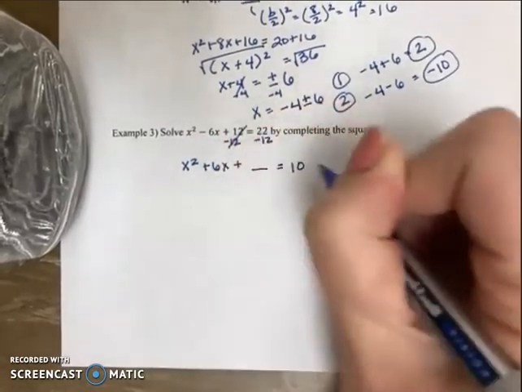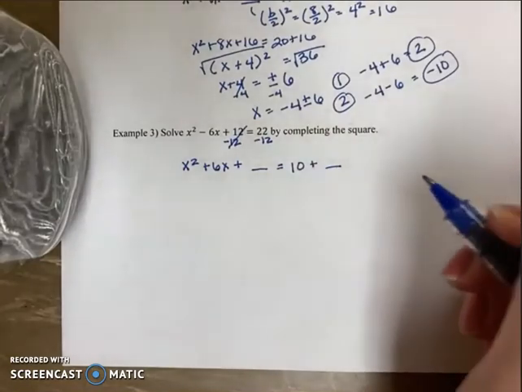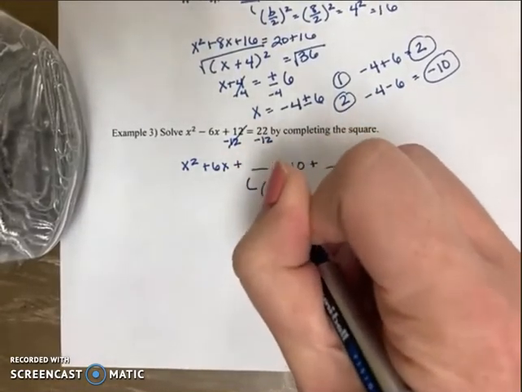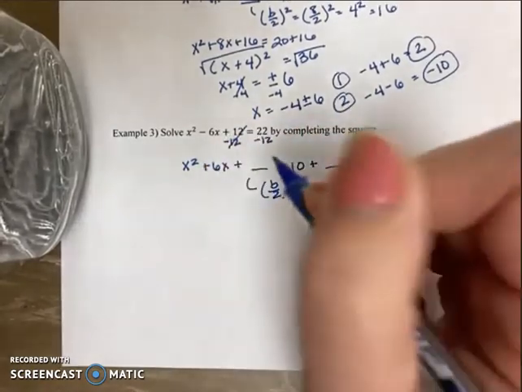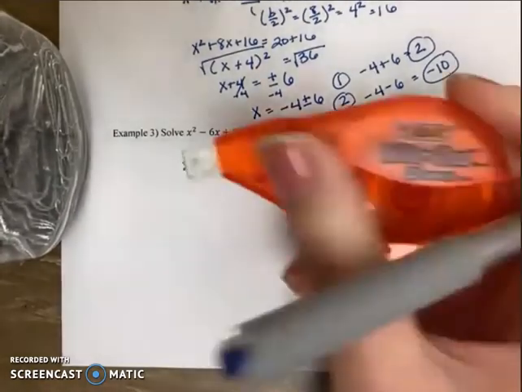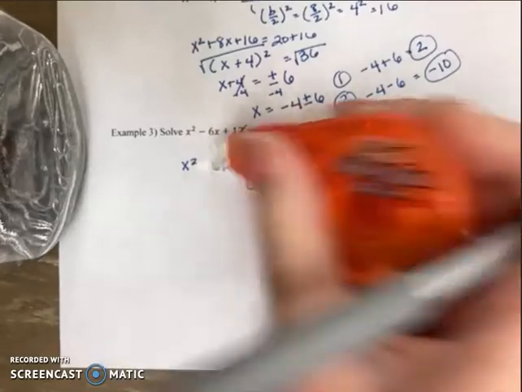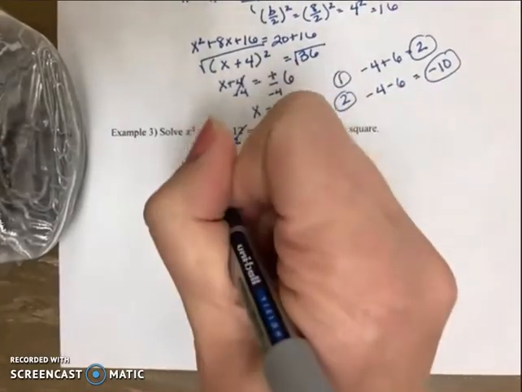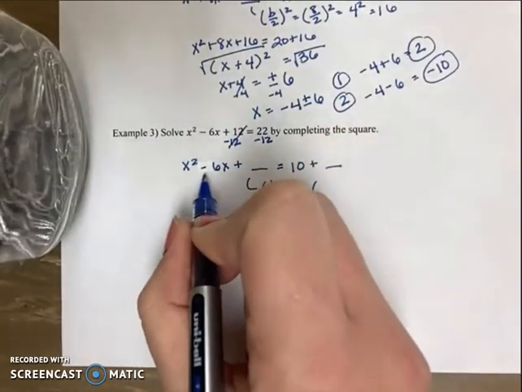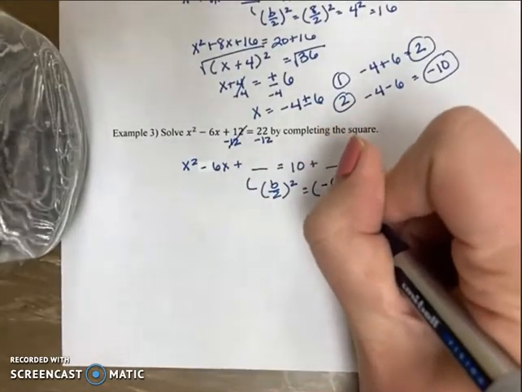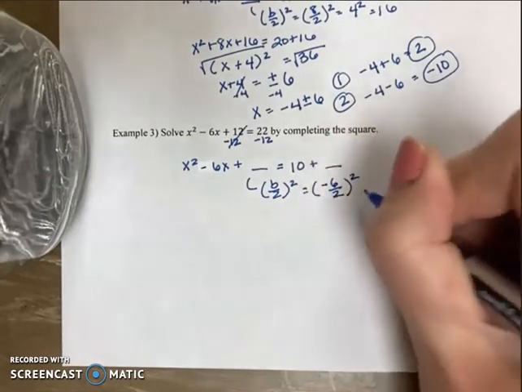Now remember, we're adding some number. That's why I put those spaces there. And that number is b over 2 being squared. B in this case is, oops, I had a little sign mistake here. Let me fix that. It was x squared minus 6, so I should have a minus there. Okay, so b is negative 6, so I have negative 6 over 2 being squared.